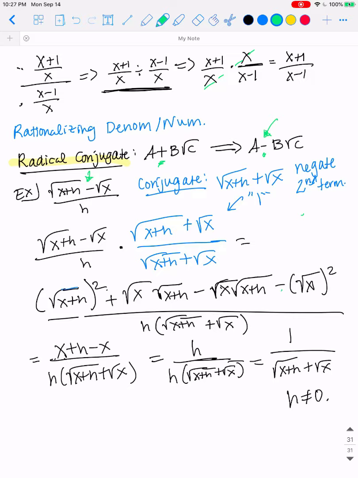But we know our conjugate is square root of x plus h plus square root of x. So we're going to go ahead and rationalize the numerator. We multiply by our radical conjugate on the numerator and denominator, which is essentially multiplying by 1. So we get this big long thing after we distribute here. Then we get square root of x plus h squared, times that and that, but those two cancel.